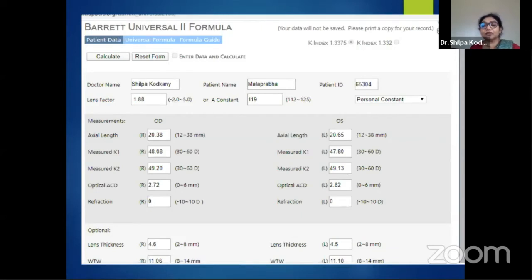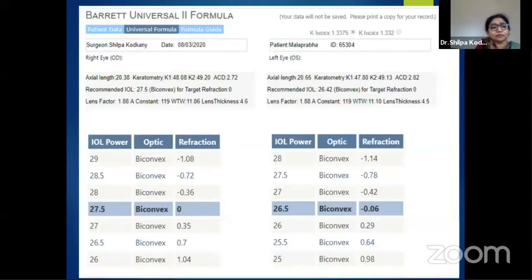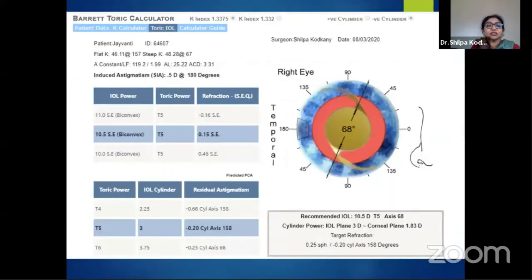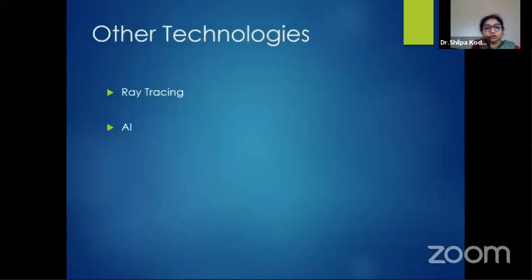Now, mind you, on the IOL Master 500, you don't get the lens thickness. Neither is the white to white very accurate. So this needs to come from another machine. And here you get 27.5. So when you compare more formulas, you get a better prediction accuracy. Even the Barrett Toric is available, which will give a good accuracy rate.